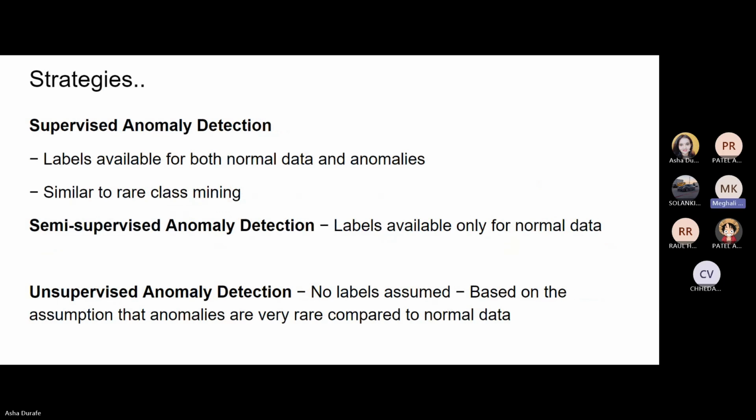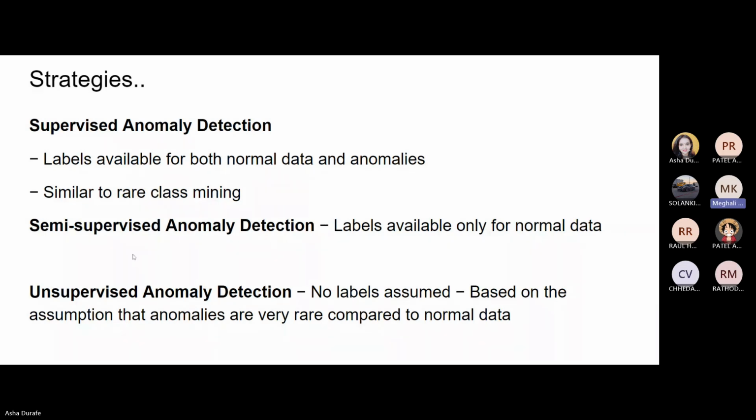So what can be the strategies? We have seen these three types as the learning models till now. It can be supervised, it can be semi-supervised, or it can be unsupervised anomaly detection. Now, when we have supervised anomaly detection, the labels are available for both normal data as well as for the anomalies. These are similar to rare class mining techniques.